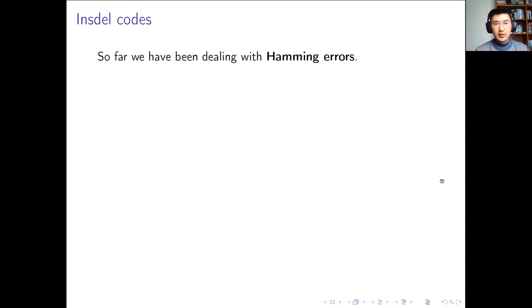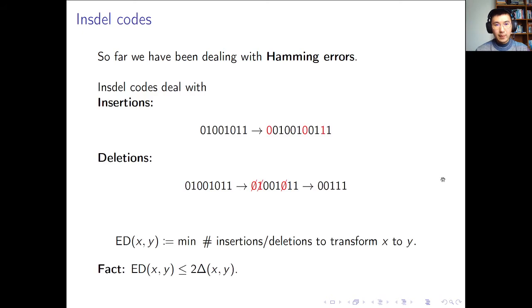Okay, finally let's explain what are InsDel errors. So far we have been dealing with Hamming errors. Those are just bit flips. And InsDel stands for insertions and deletions. Insertions are errors of the following form, where one could insert bits into consecutive bits of the original string and produce a longer string.